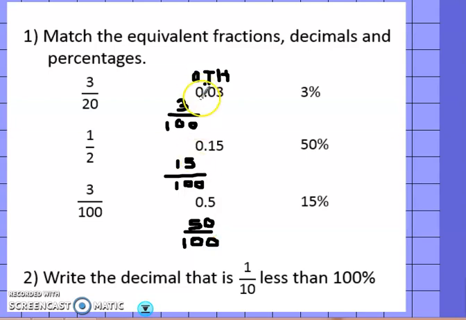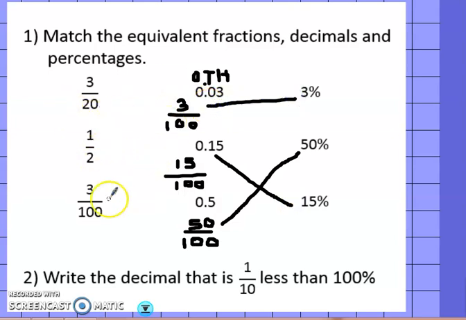Right, so as you can see now that we've made these into fractions, it's really easy to see which one they would match up to here. So I'm going to do that straight away. I can match that up. 50 over 100 is 50%, 0.15 is 15%, and 0.03 is 3%.